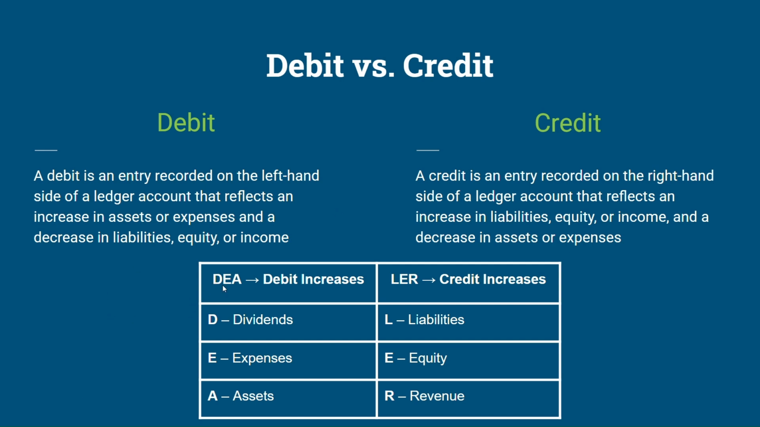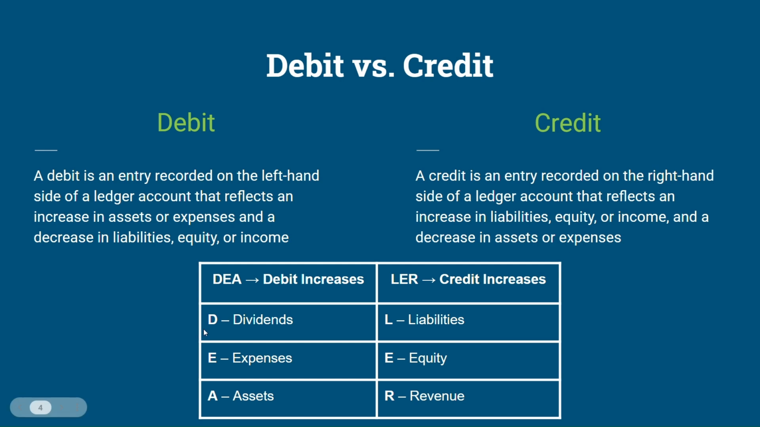So if we had DEA here in the debit side and LER here in the credit side, each one has 3 letters, so you can just divide the 6-lettered word into 2. In DEALER, DEA is D for dividends, E for expenses, A for assets. And LER, which is in the credit side, is L for liabilities, E for equity, R for revenue. And obviously this is only if one of these increases.